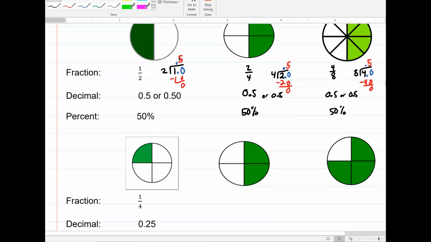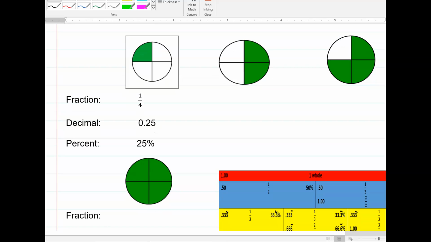Now your fourths are a little bit different, right? You'll notice I have 1 out of 4. We call that a quarter, hence why a quarter in the money system is worth 25 cents. I could prove this mathematically by saying 4 goes into 1. Well, 4 can't go into 1. 4 can go into 10, though. 4 can go into 10, okay, how many times? 2 times.